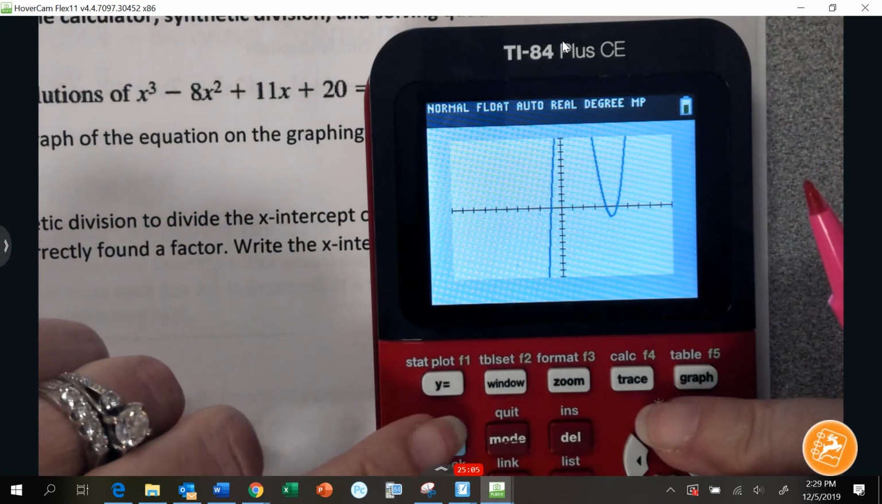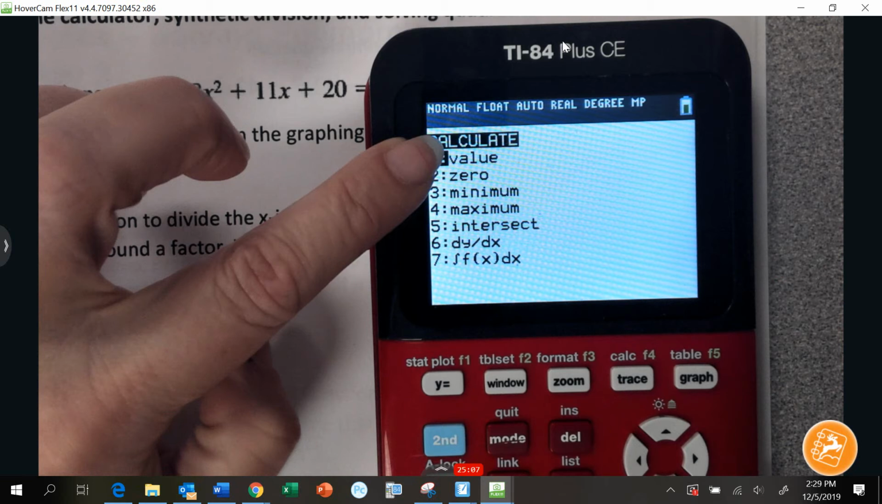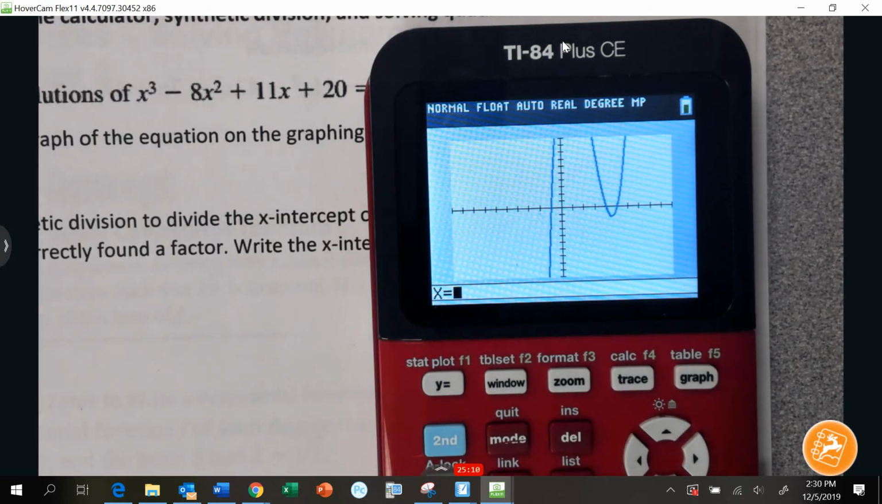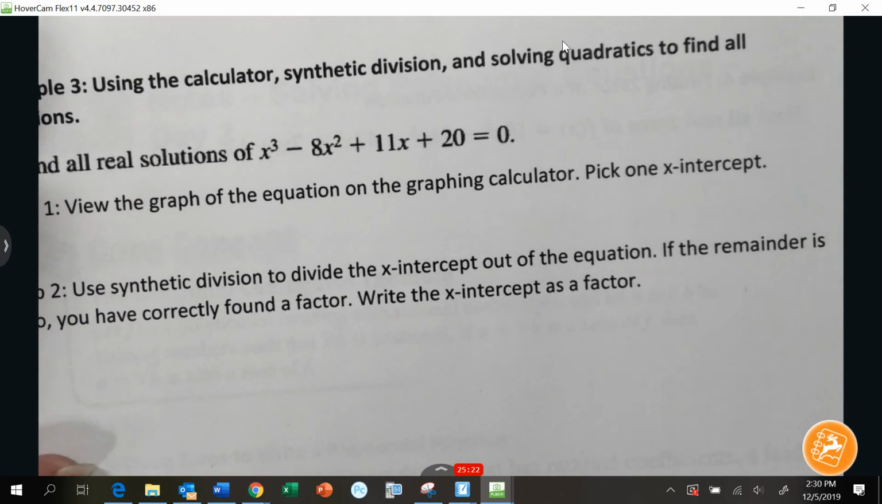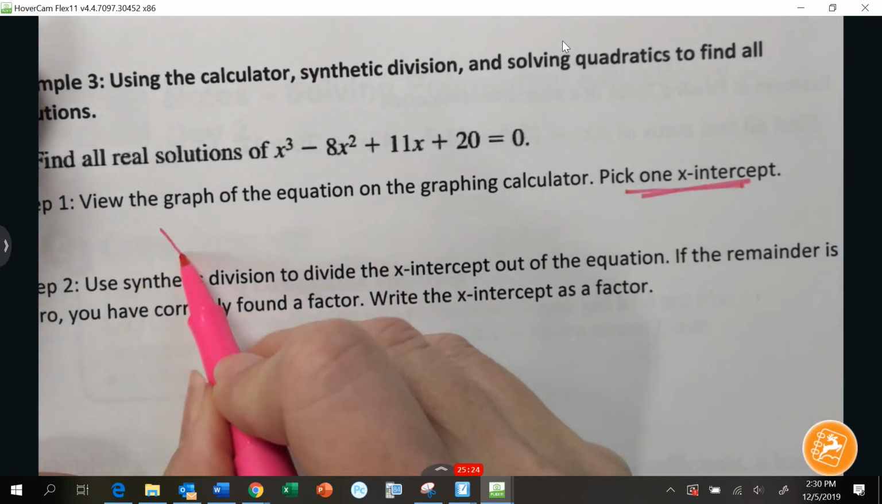If we do second trace value and we type in -1 for x, if it's a 0, it'll say y is 0. So is that an x-intercept? Is that a 0? Yes. So we have one of them. X equals -1. So we're going to pick one x-intercept. I'm going to choose x equals -1.